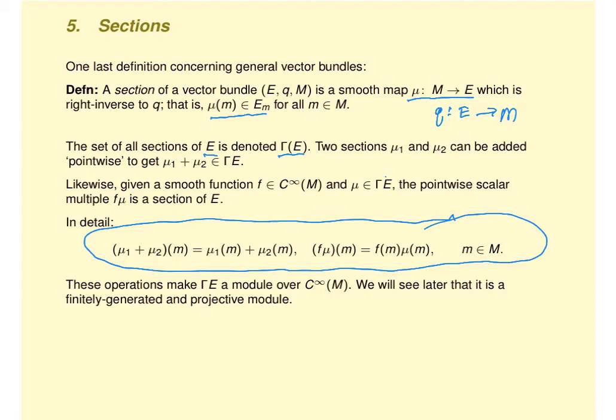And again, they're just like the formulas that we used for adding vector fields and adding one forms in terms of sections of the tangent and cotangent bundles. So these make gamma E into a module over the smooth functions on the base. And again, it's finitely generated and projective. So it's a good sort of module.